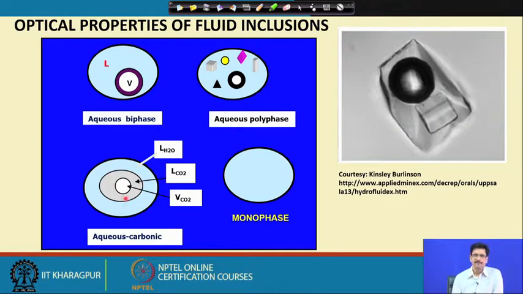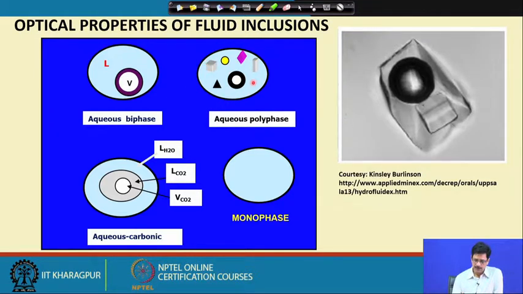Sometimes we can identify them, and through their phase properties we can confirm that this is an inclusion whose sketch is shown here. It is a polyphase inclusion in the sense that it has two liquids and one vapor: an aqueous liquid labeled LH2O, and a carbonic liquid, LCO2. This carbonic liquid could sometimes be mixed with a little methane, not always pure carbon dioxide, and a carbonic vapor.